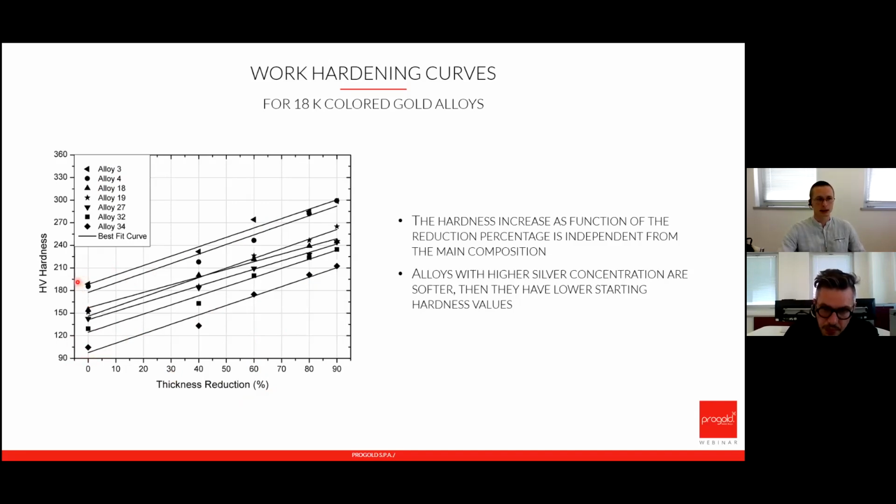As we can see at the beginning, a higher silver content is giving lower hardness, and so the final hardness of an alloy with high silver content will be lower at high cold deformation than low silver content, just because the content of copper is different. As we said, copper is very important for hardness.